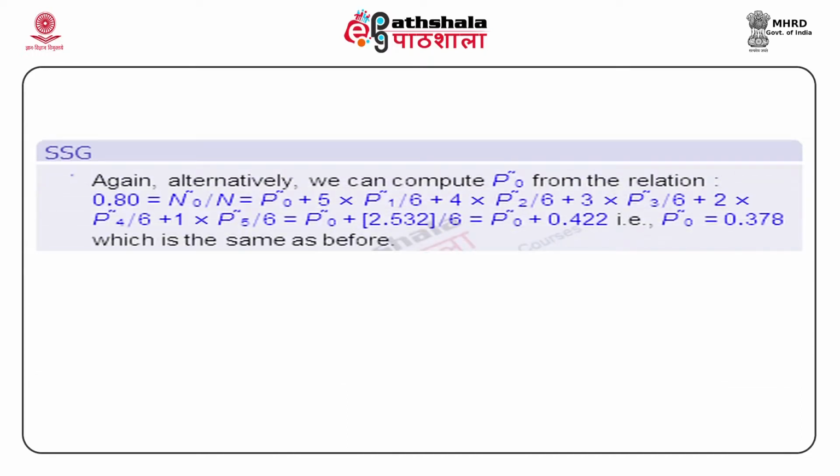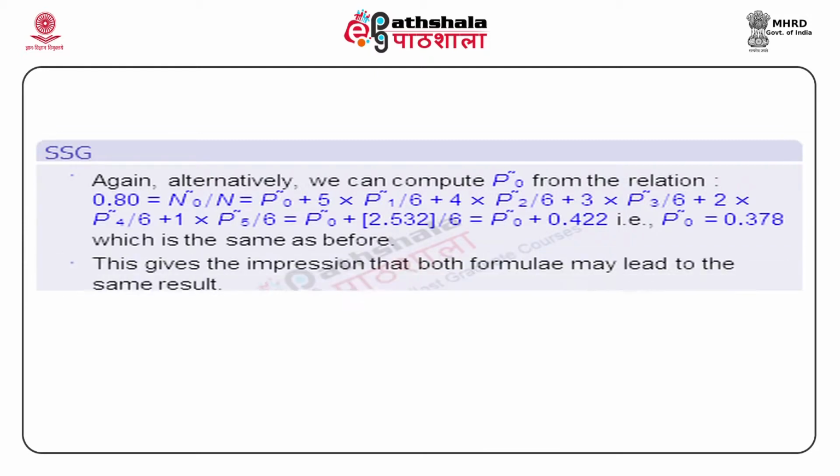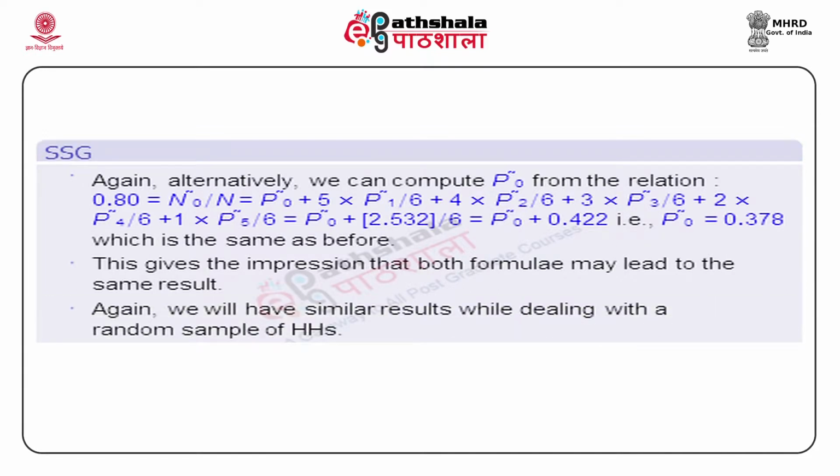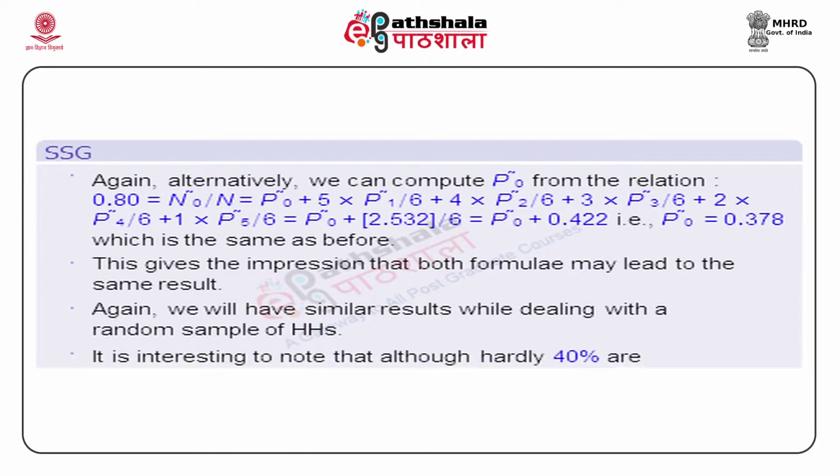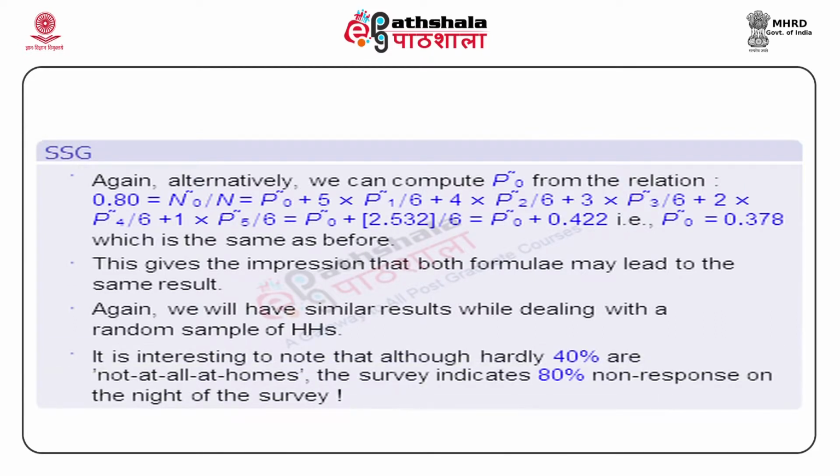Again, alternatively, we can compute P0 tilde from the relation before. Yeah, right. This gives the impression that both formulae may lead to the same result. Again, we will have similar results while dealing with a random sample of households. It is interesting to note that although hardly 40% are not at all at home, the survey indicates 80% non-response on the night of the survey. Yeah, that's kind of paradoxical. Oh my God, 80% not available. Then how do I conduct the survey? But as a matter of fact, only 40% are totally not available.